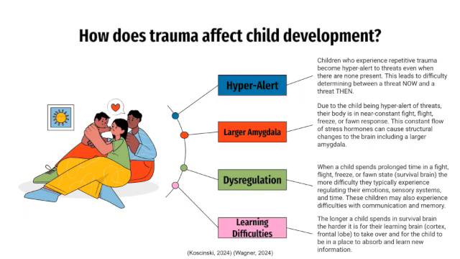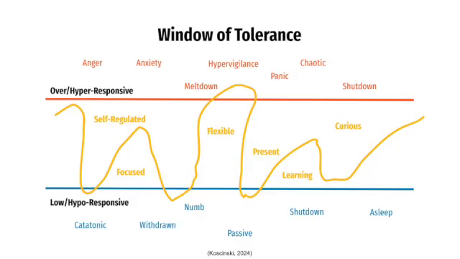Children who experience trauma may also have learning difficulties. The longer a child spends in survival brain, the harder it is for their learning brain, their cortex and frontal lobe, to take over and for the child to be in a place to absorb and learn new information. We all have a window of tolerance in which learning can occur. You may have heard this referred to as zones of regulation. Essentially, a child who is dysregulated is not in a place where they are able to learn. They are currently working in the lower or survival brain, and they are unable to process and file new information in a way that is needed for learning.